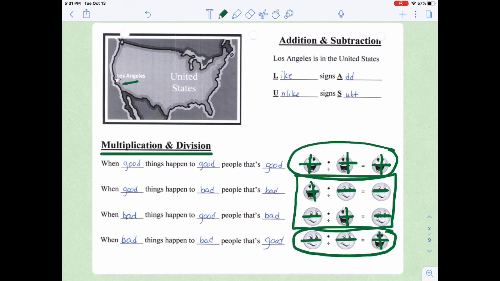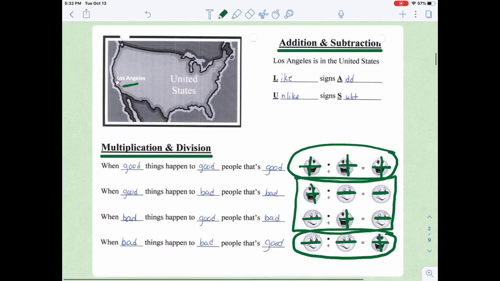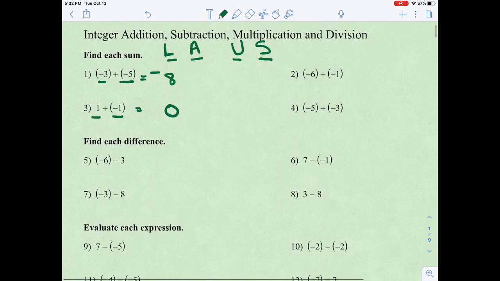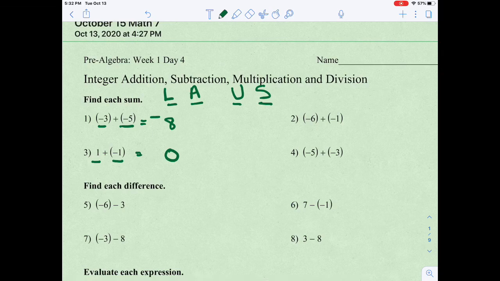So you might want to take a minute to pause this and write this down in your math notebook. So like for addition and subtraction, like signs add, unlike signs subtract. For multiplication and division, same signs make a positive and different signs make a negative. And you could rewind this to where I don't have it marked on the smiley faces and frowny faces if you wanted. So going back up to our problems here, I started with these.